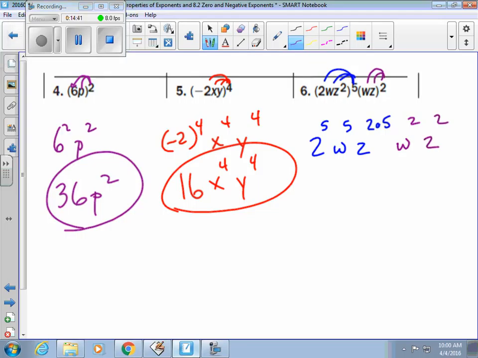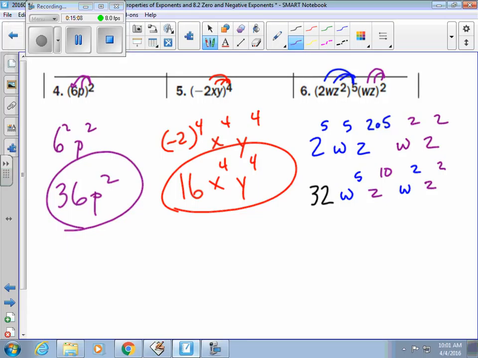So let's see what we got to do now. Combine everything we can. 2 to the 5th power. 2 times 2 is 4. Times 2 is 8. Times 2 is 16. Times 2 is 32. So that's 32 right there. W to the 5th. Z to the 2 times 5 is z to the 10th, w squared z squared. Notice I have them the same colors, purple and blue respectively.